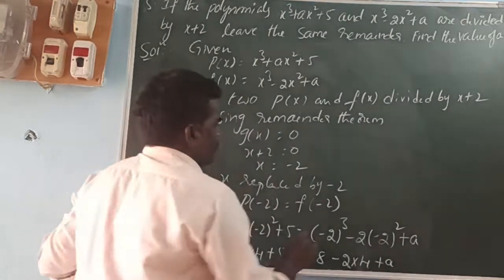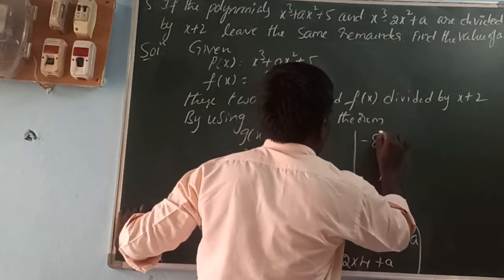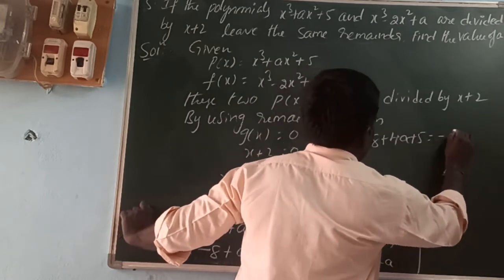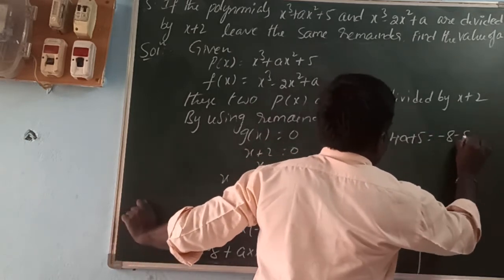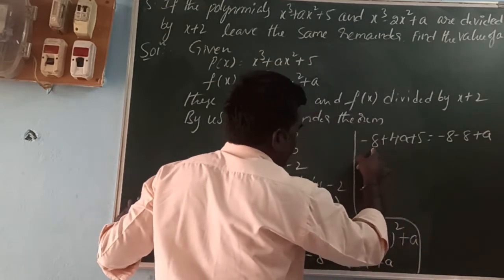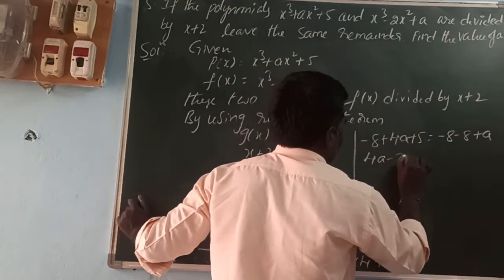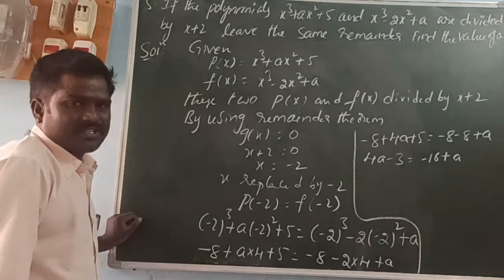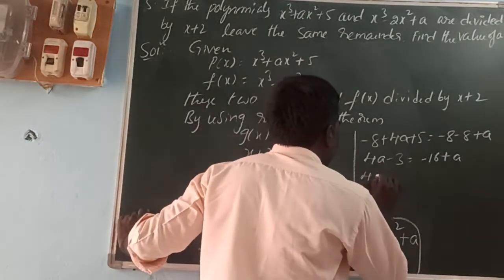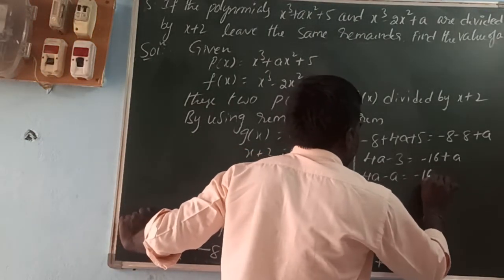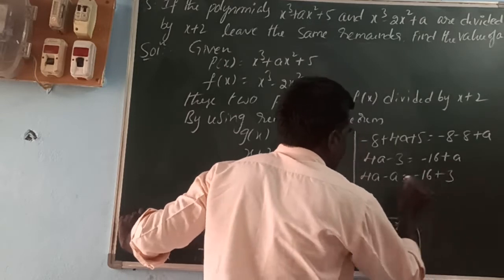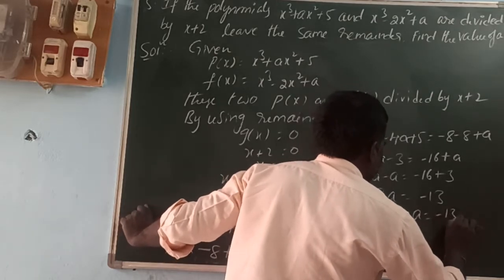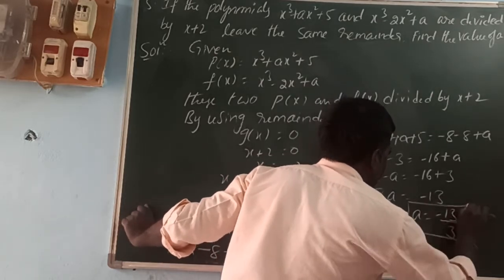Minus 8 plus 4a plus 5 is equal to minus 8, 2 fours are 8, minus 8 plus a. So minus 8 plus 5 is minus 3, and minus 8 minus 8 is minus 16 plus a. Take the variable terms to one side and constants to the other side. So 4a minus a is equal to minus 16 minus 3, which results in minus 19... 4a minus a, 3a is equal to minus 13. A is equal to minus 13 by 3. So this is the value of a.